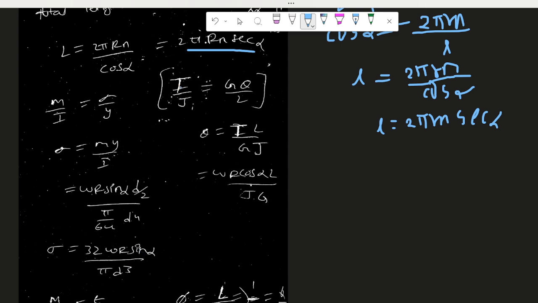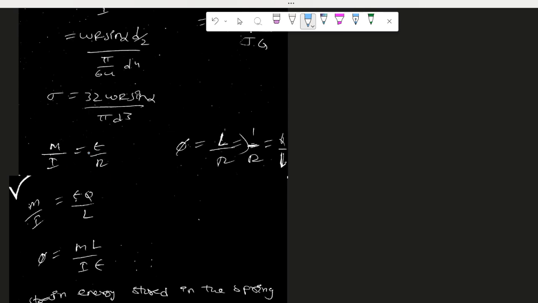Similarly, the torsion equation: T by J equals G theta by L. So theta equals T into L by G J, where T equals W R cos alpha, so theta equals W R cos alpha into L by G J.